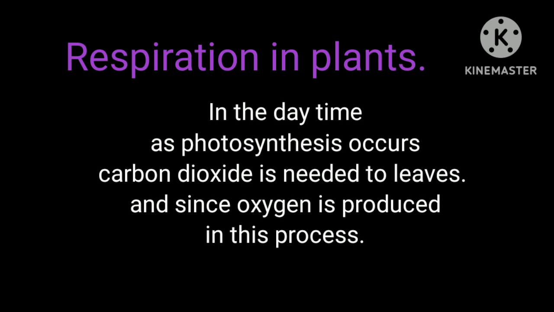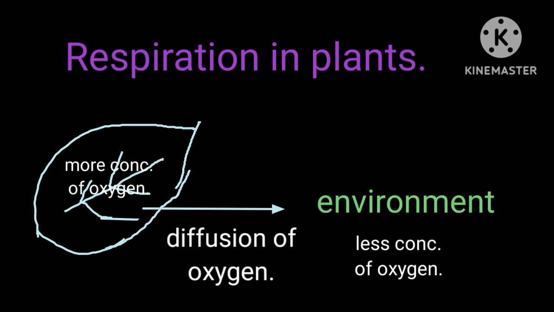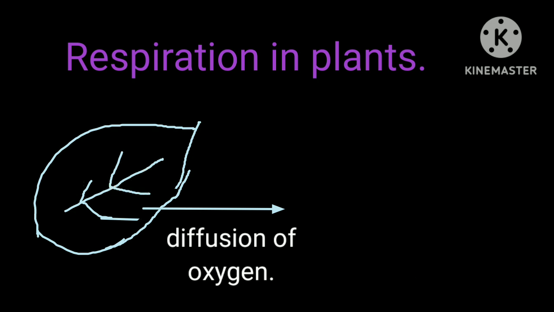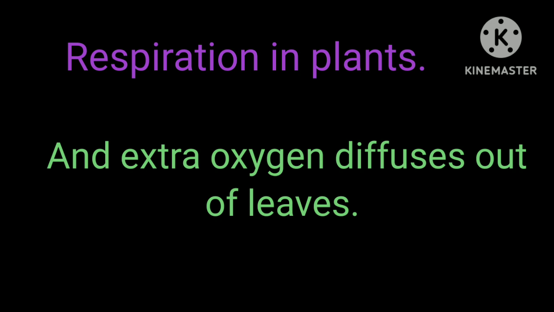In the daytime, as photosynthesis occurs, carbon dioxide is needed by the leaves and oxygen is produced by the leaves. So carbon dioxide enters into the leaves, and since oxygen is produced in photosynthesis, there is more concentration of oxygen in the leaves than the environment. So diffusion of oxygen takes place from the leaves into the environment. So in the daytime, some part of the oxygen produced during photosynthesis is consumed in breathing, and the remaining amount of oxygen diffuses out of the leaves.